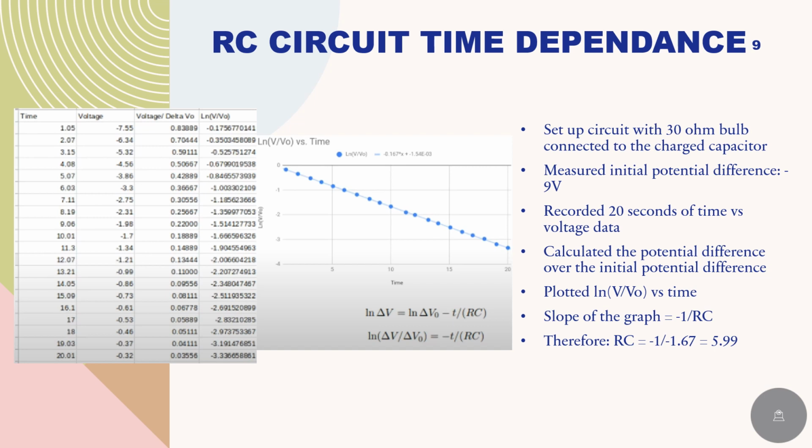We set up the circuit with a 30 ohm bulb connected to the charged capacitor, measured the initial potential difference, which is -9 volts, recorded 20 seconds of time versus voltage data, calculated the potential difference over the initial potential difference, plotted the natural log of the voltage over initial voltage versus time, and then the slope of the graph is equal to -1 over RC, the negative inverse of RC, and therefore RC is equal to -1 over -1.67, or 5.99. You can see all of our data on the left side, and in the middle is our graph of the natural log over time.